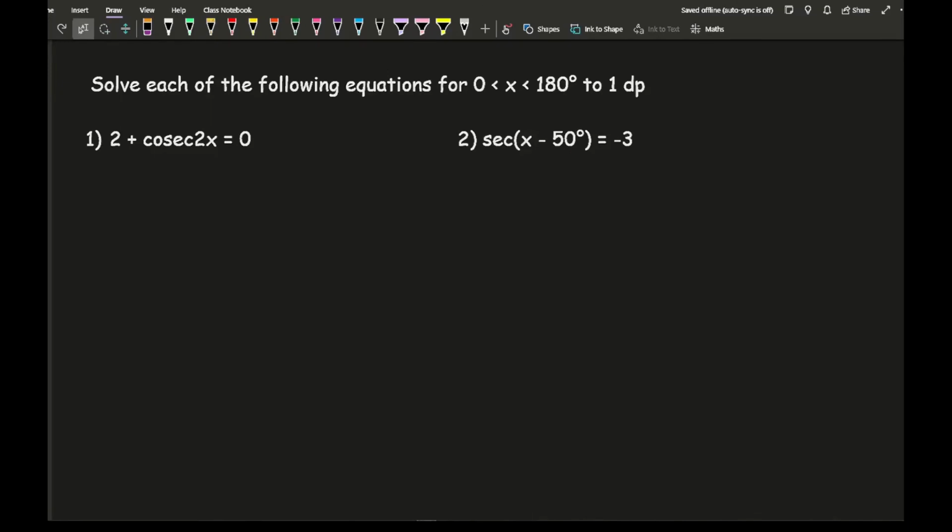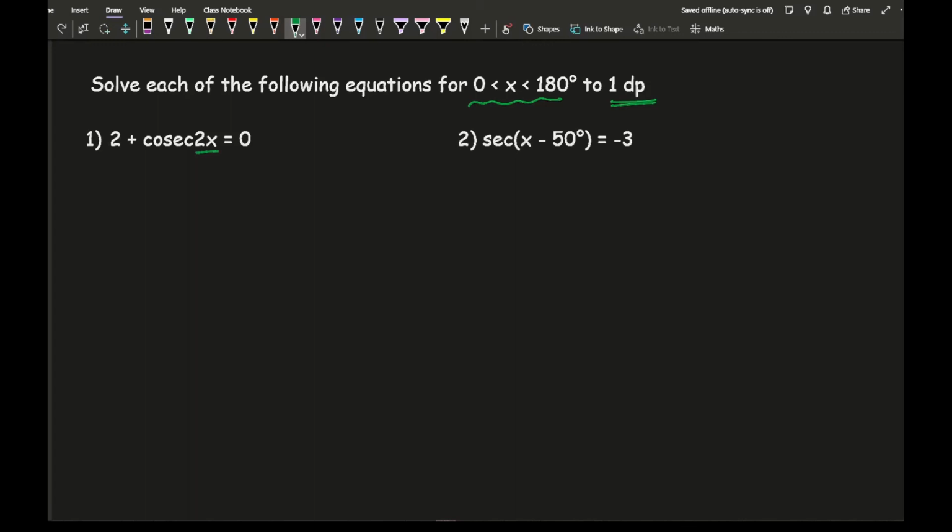And for these two examples here, the question says solve each of the following equations, and again we've got a different range this time. We've got 0 to 180 degrees, and we're rounding to 1 decimal place. Looking at the first question, 2 plus cosec 2x equals 0. Here we're dealing with a double angle, which I want to use that term very loosely because it's another topic in trig that we'll move on to next.